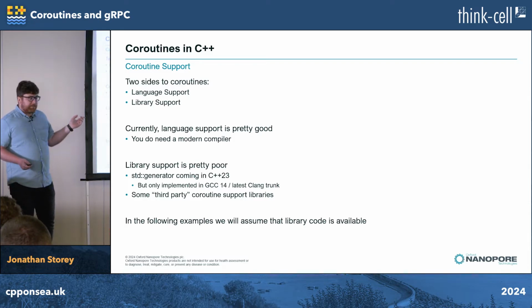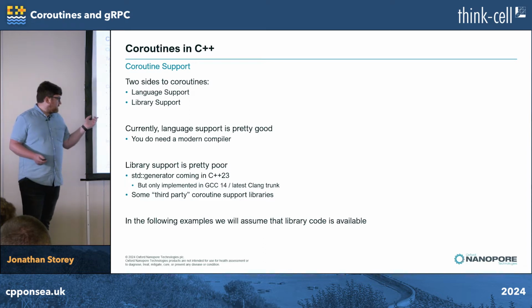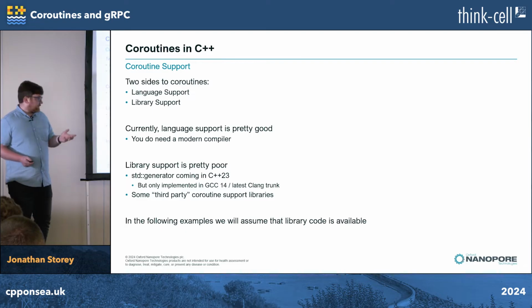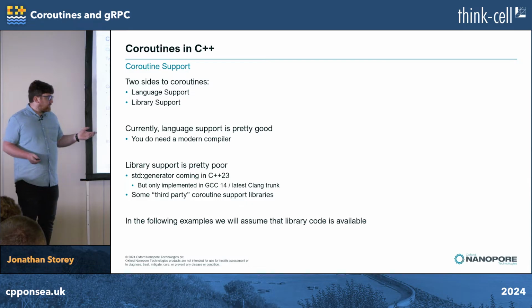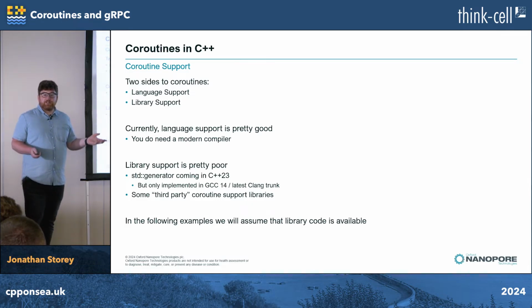There's a std::generator coming in C++23. It's in GCC 14 now and on the latest Clang trunk. There are also some third-party coroutine support libraries. If anyone's used Boost.Asio, that has pretty decent coroutine support for a lot of compilers. In the following examples, we'll assume that there's some library code available, because we're focusing on the uses of coroutines for the next few slides, rather than how to write a coroutine and what code you need to support it.